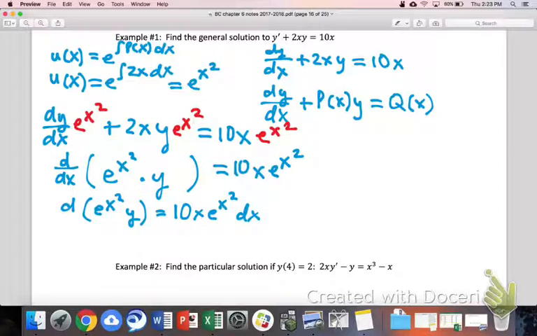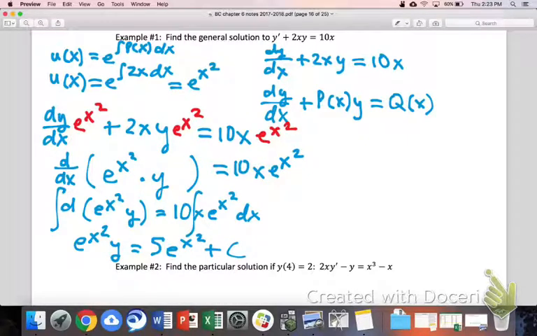So once we've done this, we can find the antiderivative. I would antidifferentiate, and I think I'd exclude that 10 out of there, just to make it a little bit simpler. So this gives me e to the x squared times y equals, what do you guys think about that right side? 1/2 of 10, right? So 5e to the x squared plus c.